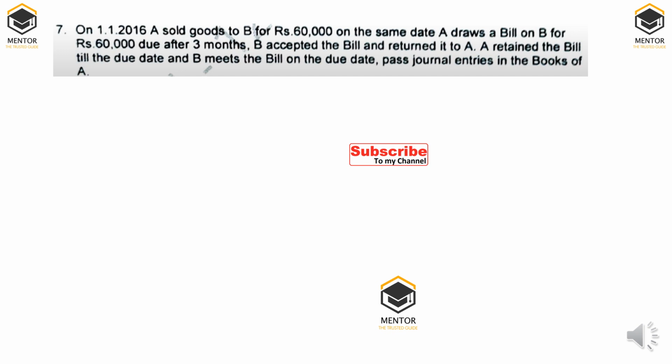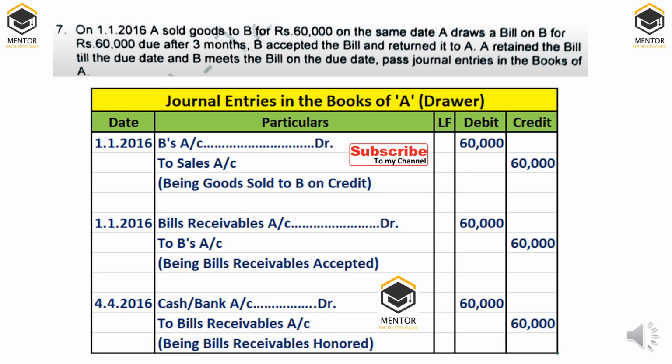So A is the drawer since A sold the material and he has drawn the bill. Quite easy, simple journal entries in the books of A, that is drawer. On 1/1/2016, A sold the material to B on credit basis, so B account debit to sales account 60,000. On the same date he has drawn a bill, bills receivable account debit to B's account. So B account is opened by debiting, and once B accepts the bill, it will be closed, removed from debtors, and bills receivable account will be created.